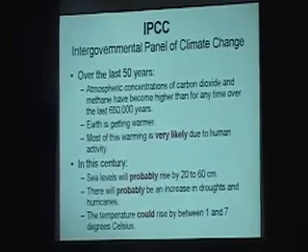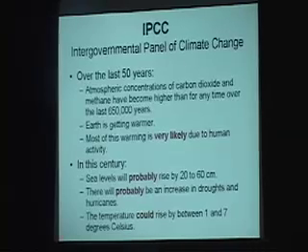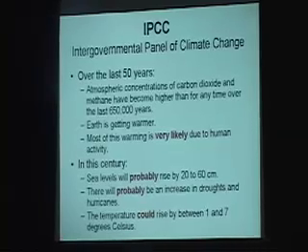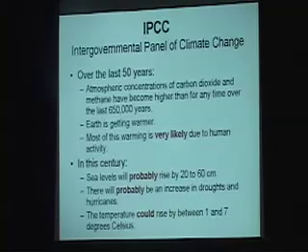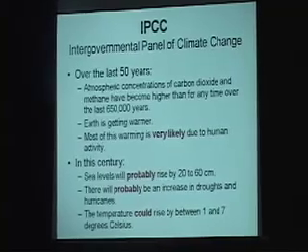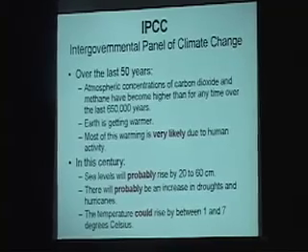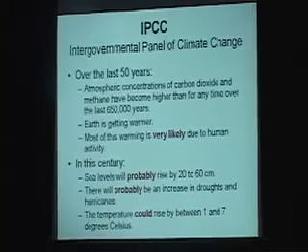Here are their observations. Over the last 50 years, atmospheric concentrations of carbon dioxide and methane have become higher than at any time over the last 650,000 years. The Earth is getting warmer. Most of this warming is very likely due to human activity. Whenever you see very likely in this report, it means about 90% sure. I think that's accurate. We are not 99% sure.